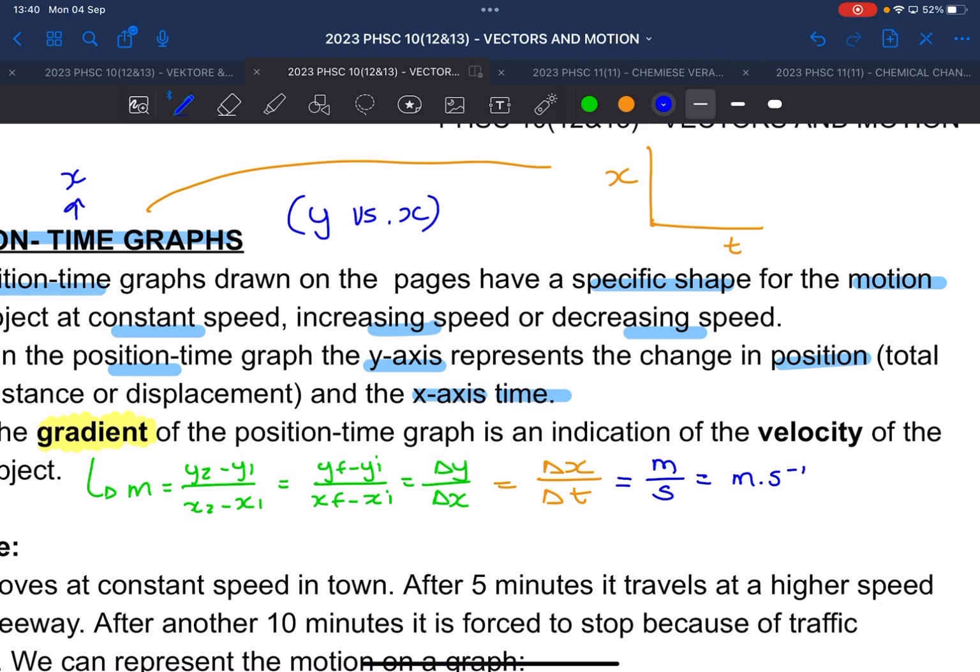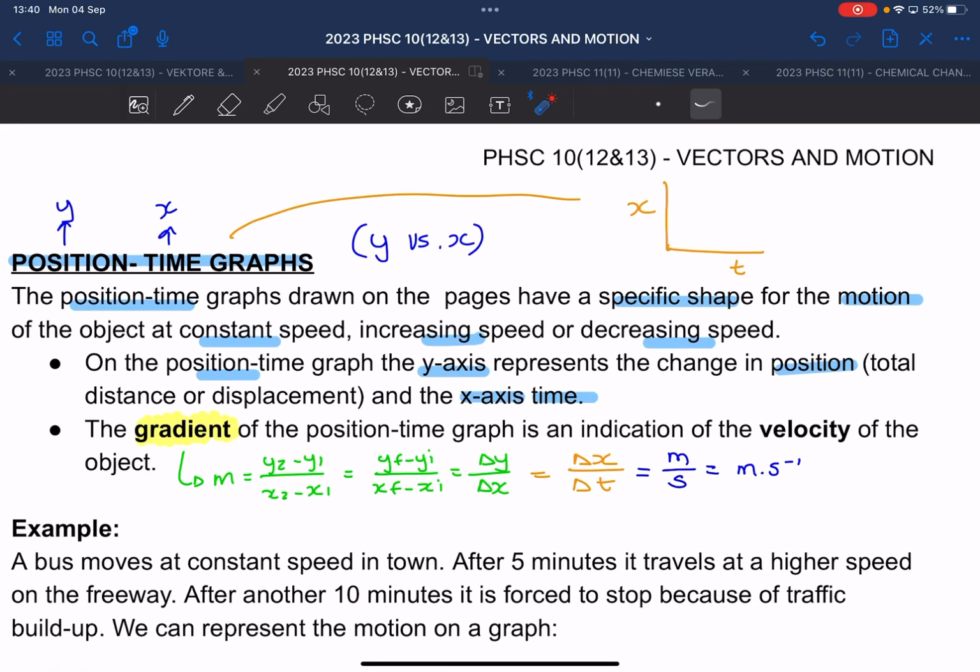Okay, what are you busy with here? I lost you. We just proved that for a position-time graph, the gradient gives you meters per second. So we proved that the gradient gives you meters per second. What is measured in meters per second now? Distance is meters. Velocity is measured in meters per second.